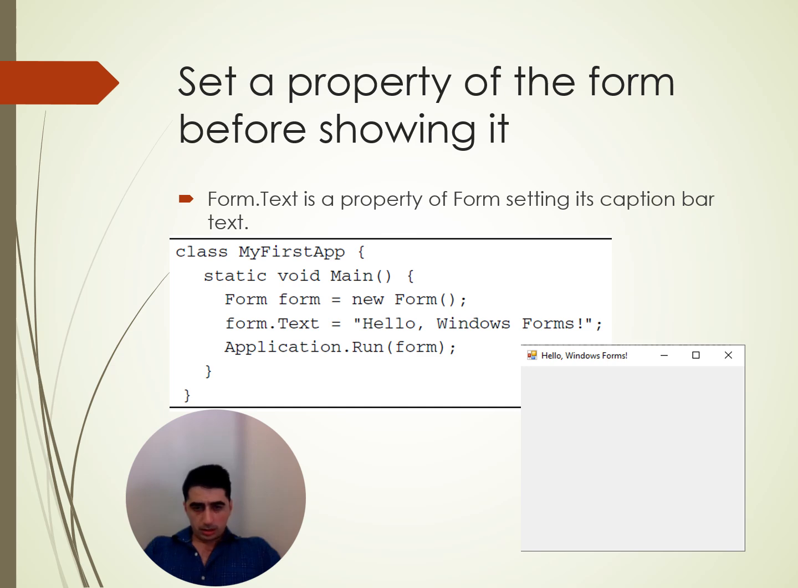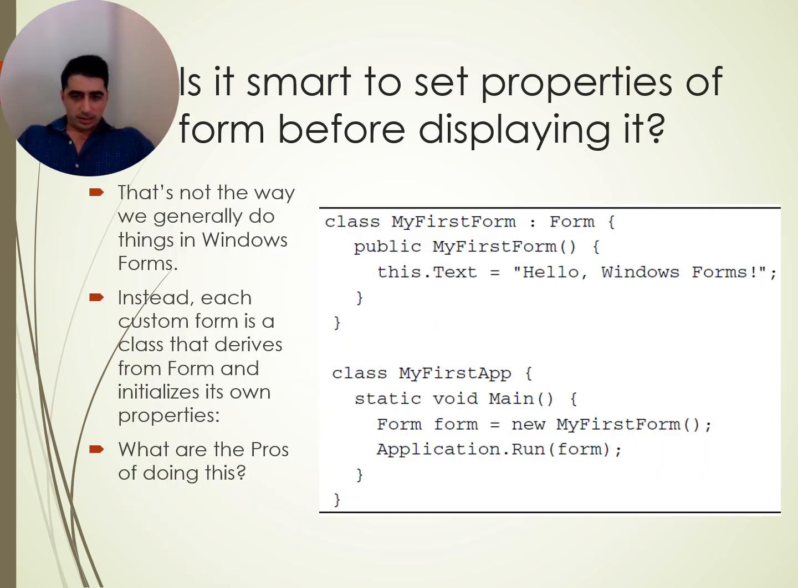Before passing the form object to the application.run, what you can do is to customize different properties of the form class. For example, you can say form.text is equal to hello world Windows Forms, and then you can pass it to the application.run. And when you run this application, you will see hello Windows Form exclamation mark in the caption of your form.